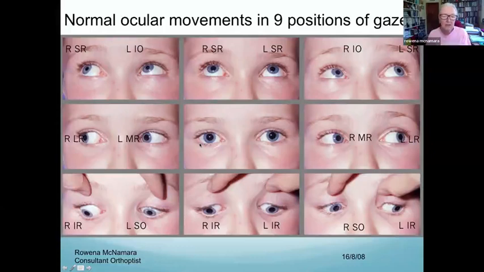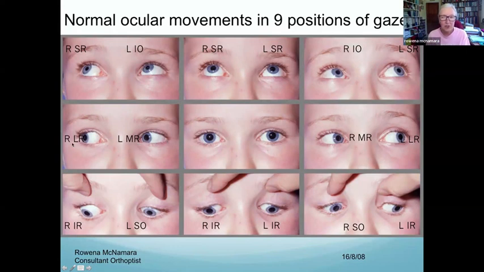When we're testing the muscle actions, we ask the patient to follow a target. So in the example, I'm moving my cursor to the patient's right. So when we ask the patient to follow the target to the right, we're testing the action of the muscle which works maximally to abduct the eye. So the muscle which is the main abductor is the right lateral rectus. And the left eye is having to move inwards towards the nose. So we call that adduction. And the muscle which makes the eye adduct is the medial rectus.